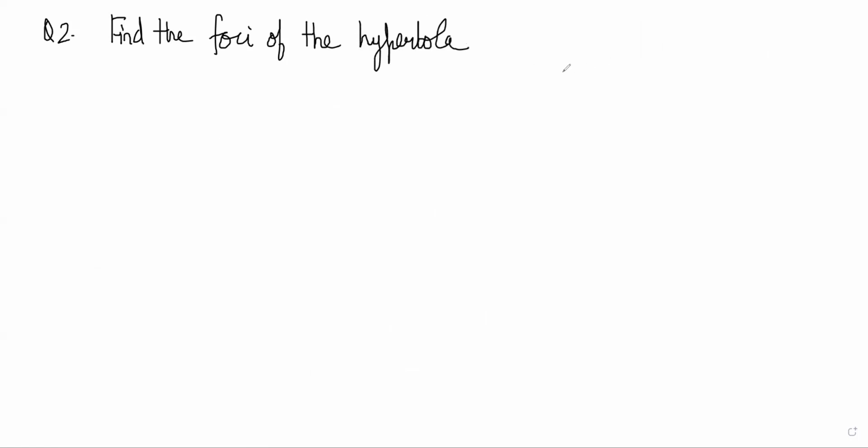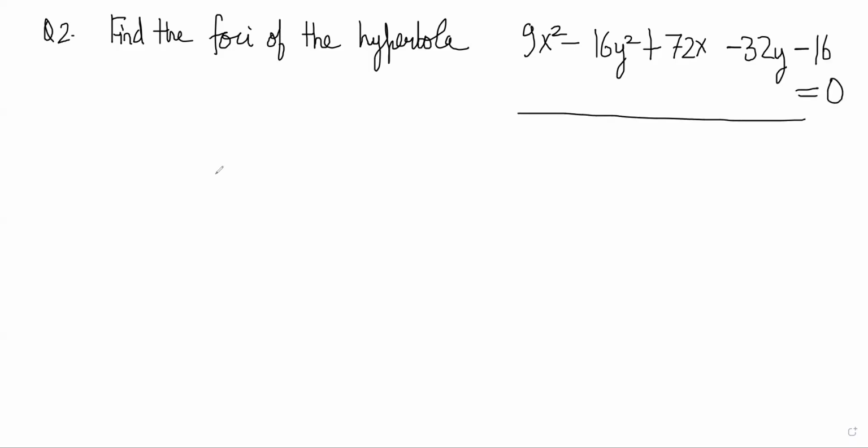Find the foci of the hyperbola 9x square minus 16y square plus 72x minus 32y minus 16 equals 0. So if the equation is given in this form, your first step should always be completing the squares.